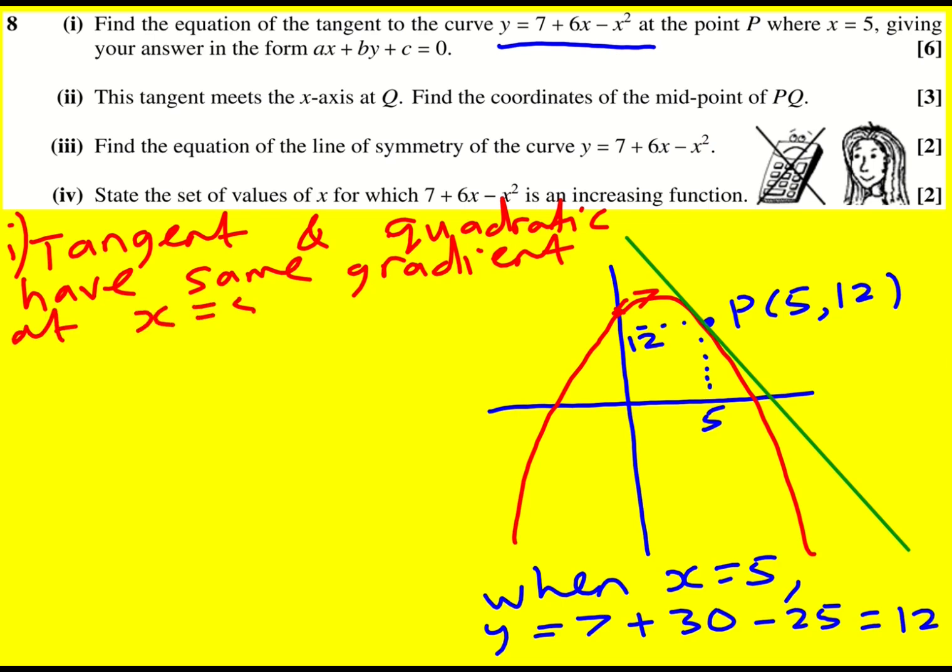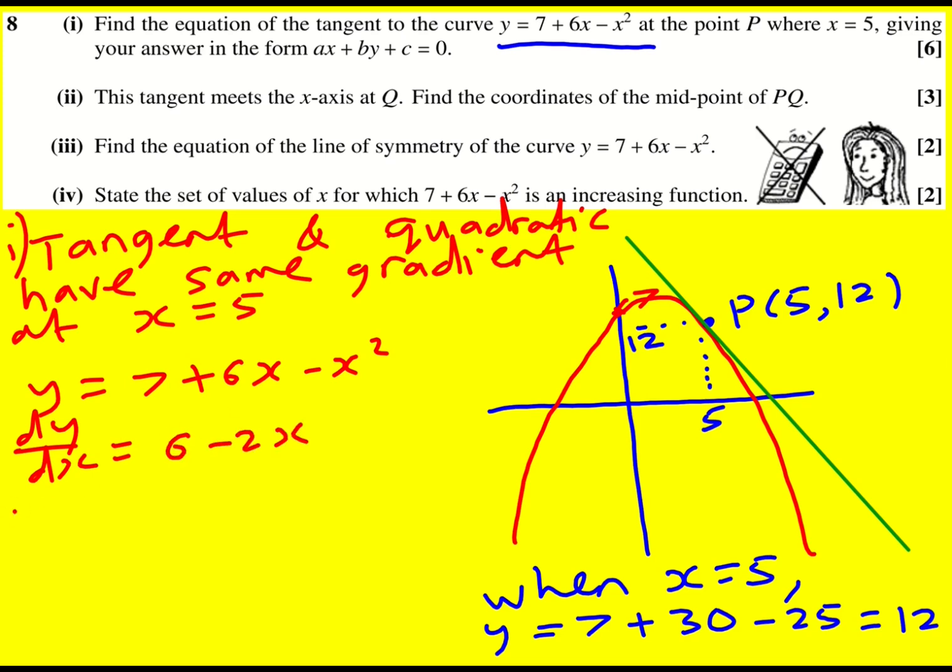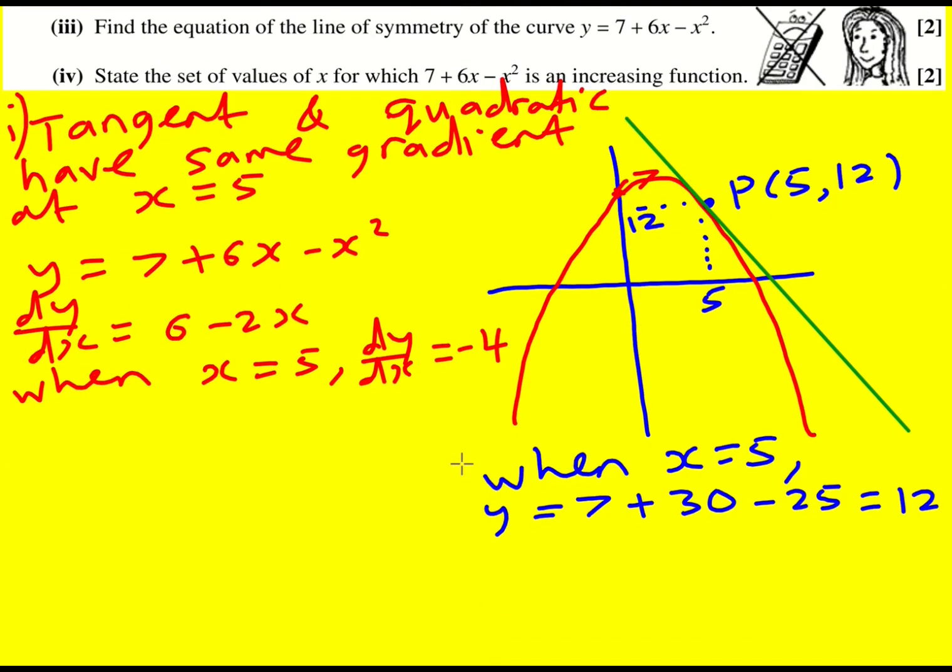at x equals 5. So we need to find the instantaneous gradient for y equals 7 plus 6x minus x squared. And that is going to be 6 minus 2x. So when x is equal to 5, dy by dx, which is the gradient of the curve and the gradient of the tangent now, is going to equal minus 4. So we've got all the information we need now.